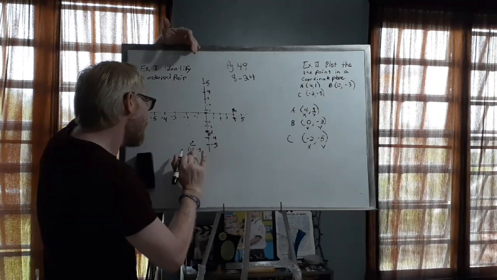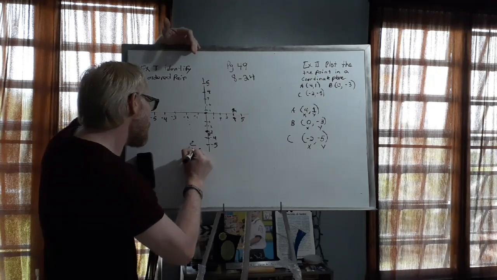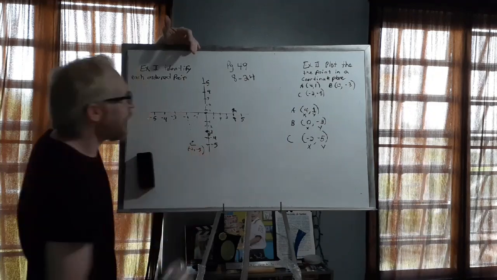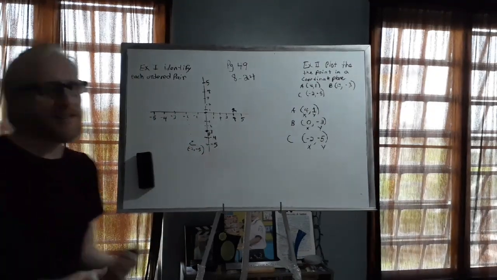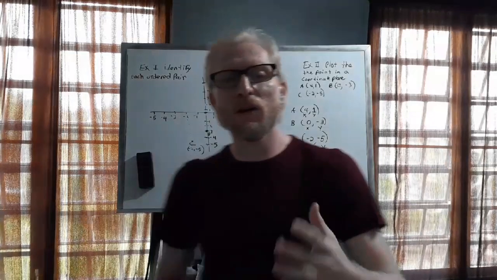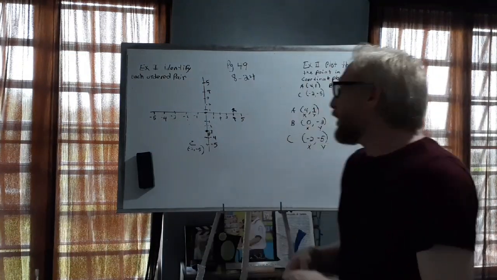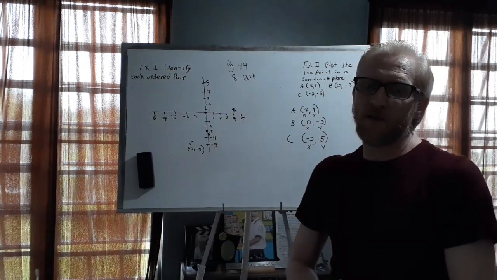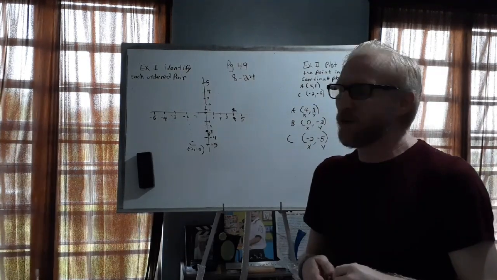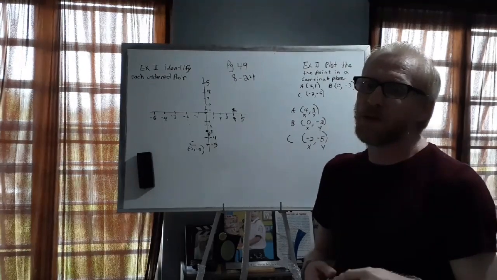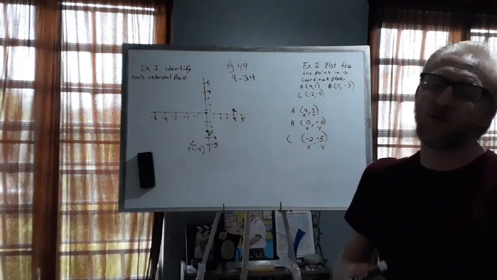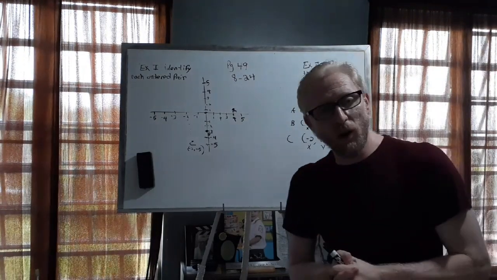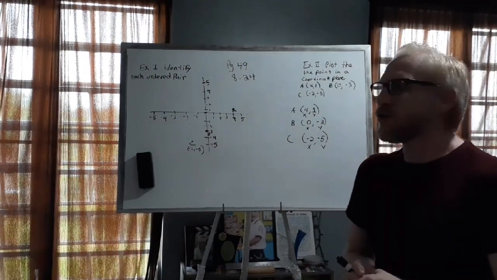Let me write that a little better. Negative 2 and negative 5. So that's how we identify points on a coordinate plane and how we plot them. It's very simple. However, if you feel like you need to pause and rewind the video and go over the lesson again, feel free to. If you need to go to your book, it's on pages 46 through 49, which is section 1.8. Feel free to do so.